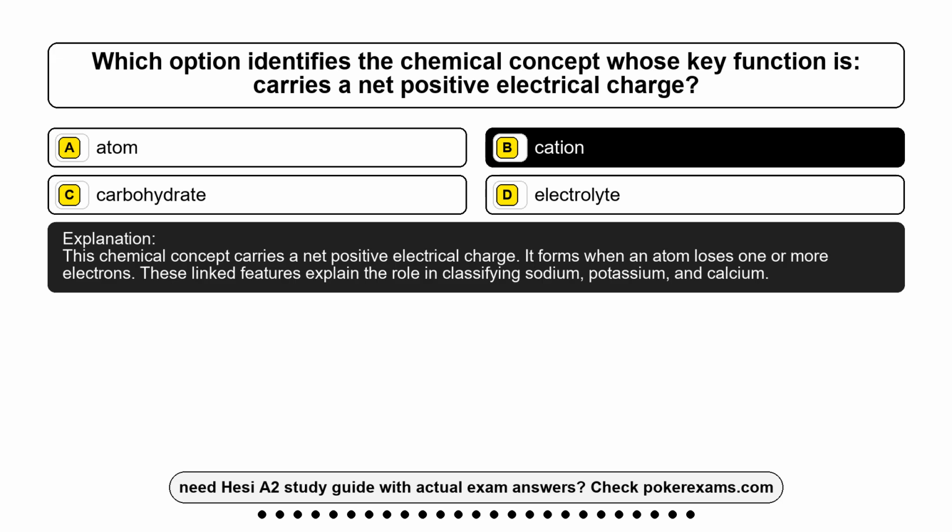This chemical concept carries a net positive electrical charge. It forms when an atom loses one or more electrons. These linked features explain the role in classifying sodium, potassium, and calcium.